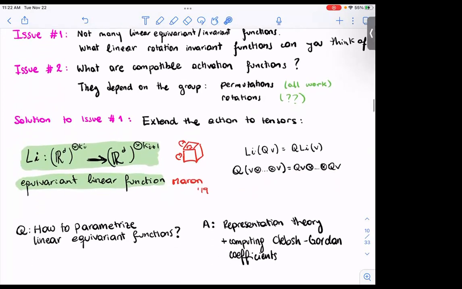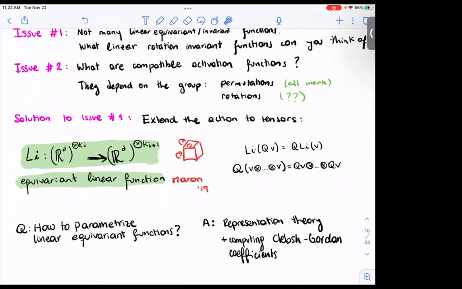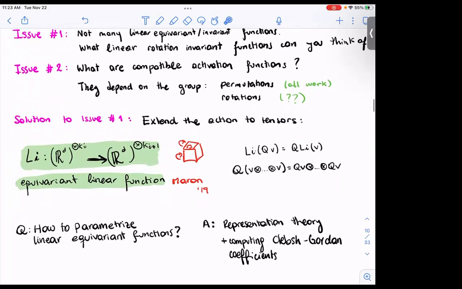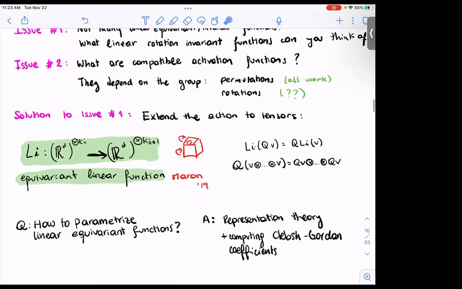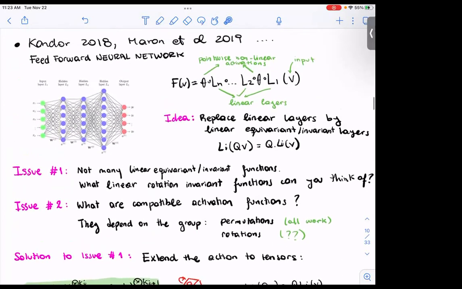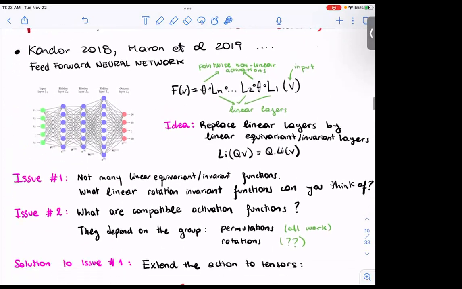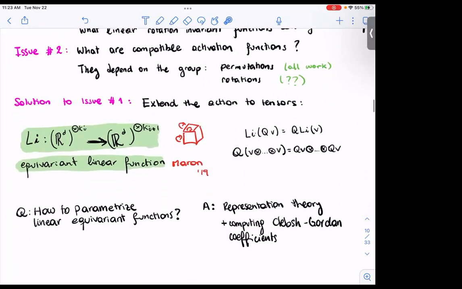And so then the question is, how do we parameterize the equivariant functions on these tensors? And how do we choose the compatible activation functions? This is a line of research, and there's a lot of work in this space. Basically, the way they do it is by using representation theory.